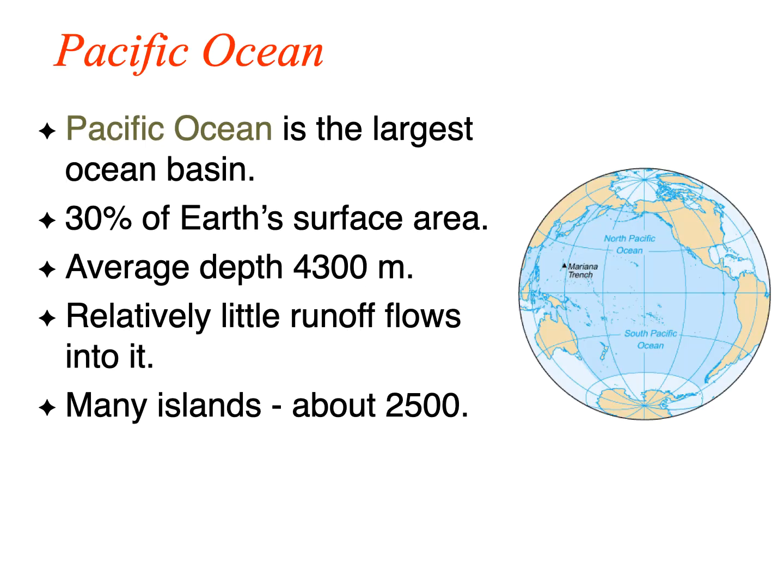The Pacific Ocean is the largest ocean basin. 30% of the Earth's surface area is associated with this ocean basin. It's a relatively deep ocean basin with a depth of 4,300 meters. It has relatively little freshwater runoff flowing into it. And it has many islands, about 2,500.